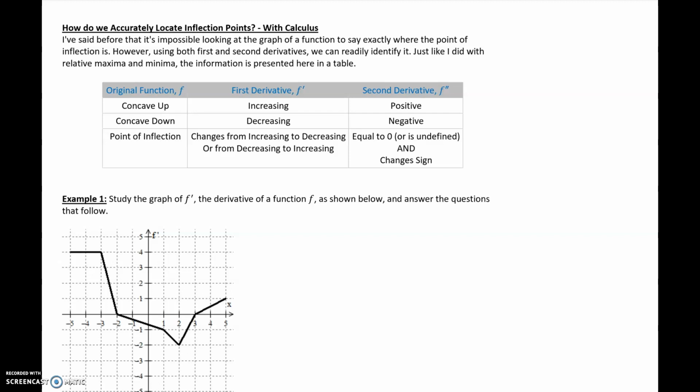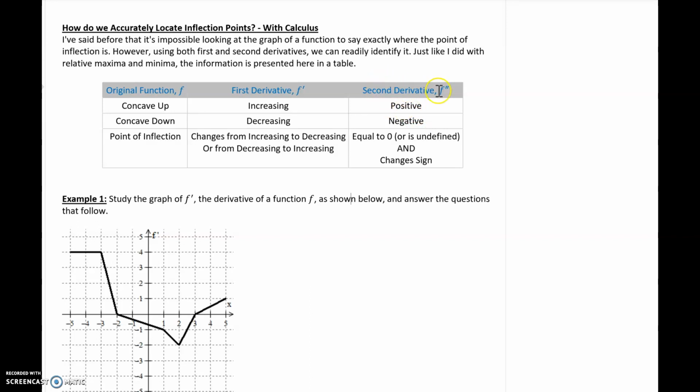relative maximum, relative minimum. When the original function is concave up, the first derivative would be increasing and the second derivative would be positive. Don't worry about why this is. I'm not going to go into that. If we had time in class, we would probably spend the time doing it, but these are just relationships that I want you to try and learn. When the original function is concave down, its derivative will be decreasing and its second derivative will be negative.